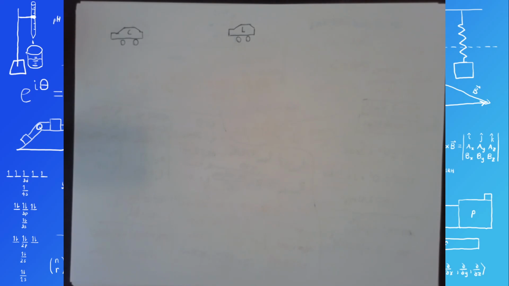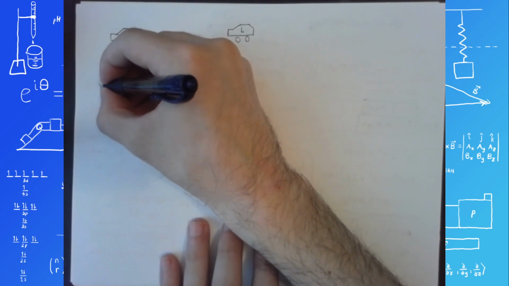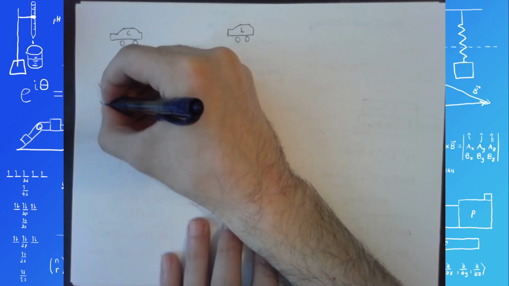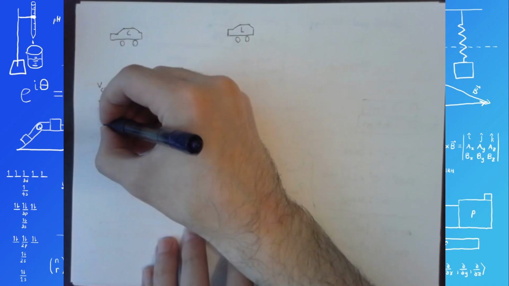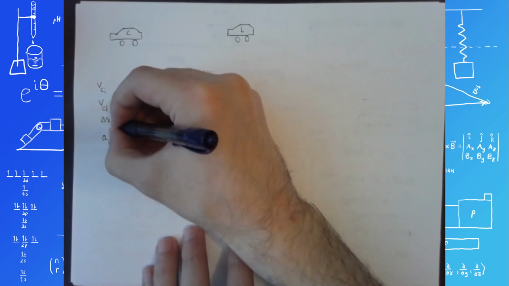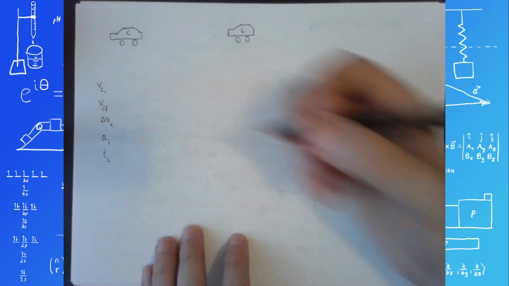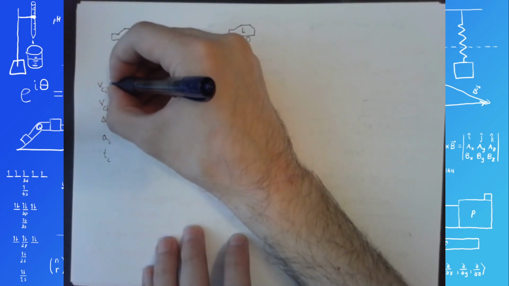And what information do we have on the two cars? So I'm going to keep two sets of information for these cars. I'm going to have V chasing initial and V chasing final, and delta X chasing and acceleration of the chasing car, and time of the chasing car, which in this case might not actually be the same as the time for the leading car. We will talk about that.